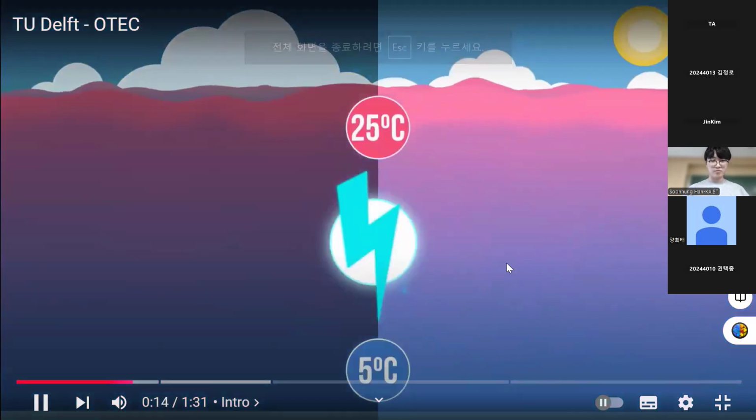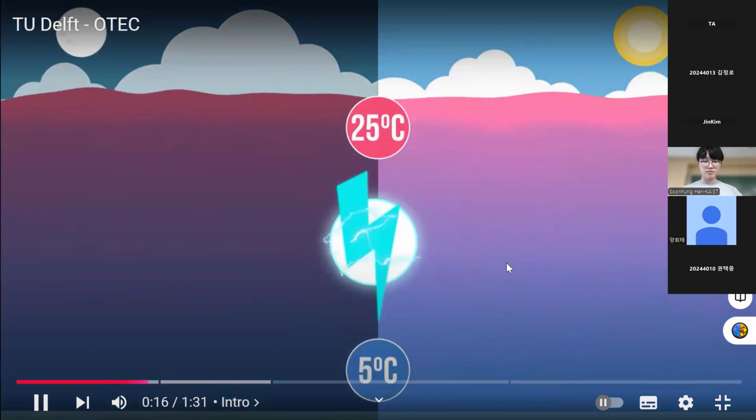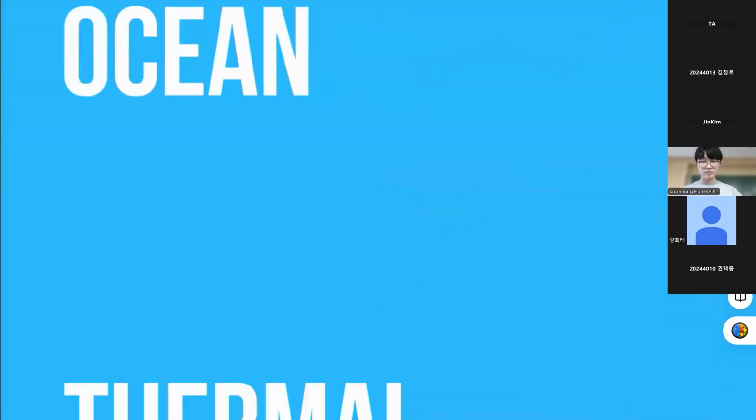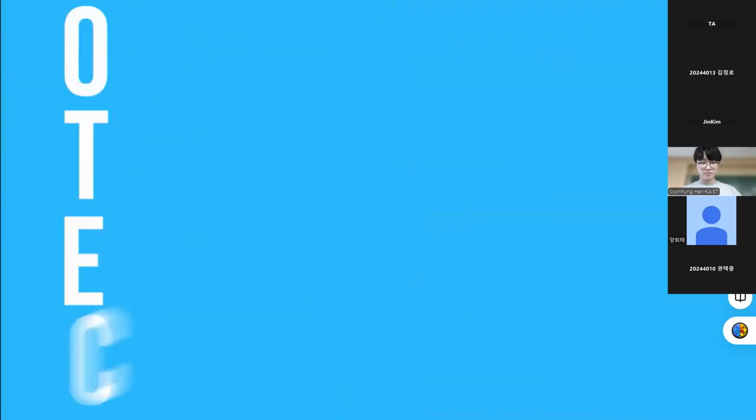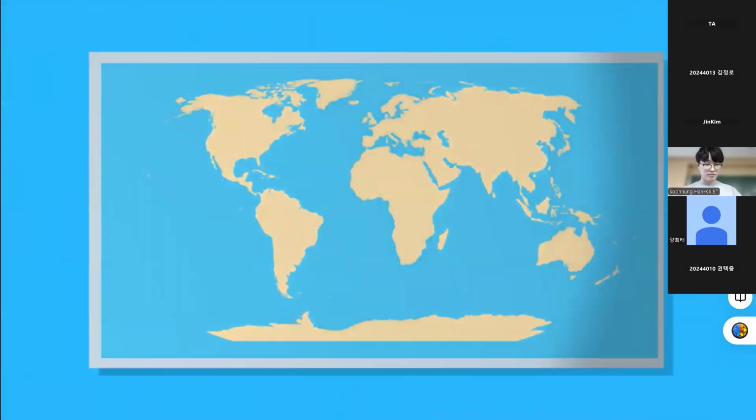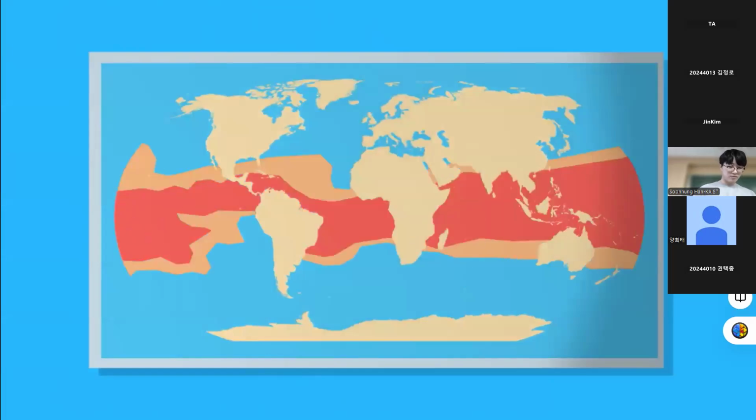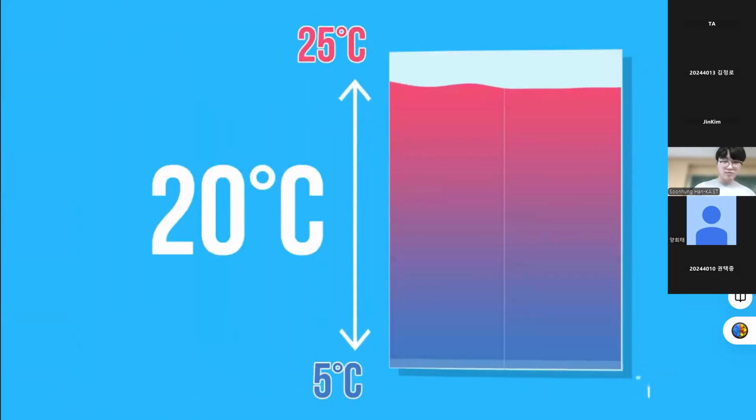Oceans can produce clean electricity, day and night and all year round. This is called Ocean Thermal Energy Conversion, or OTEC. It works best in the tropical equatorial zone. Here the ocean temperature difference is at least 20 degrees Celsius throughout the year.